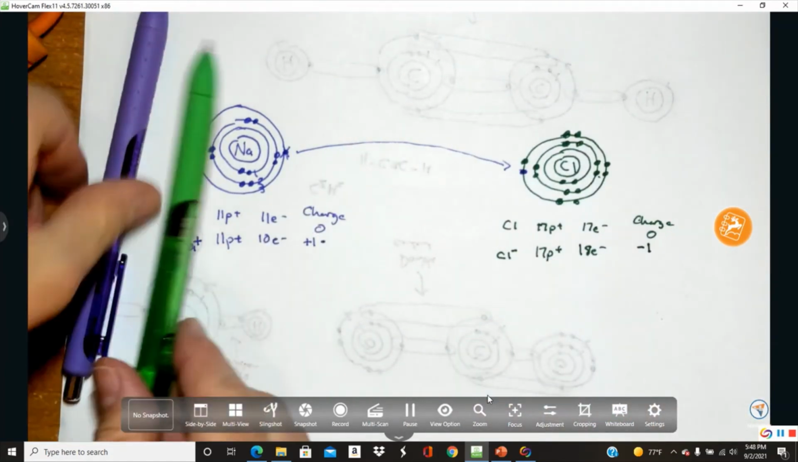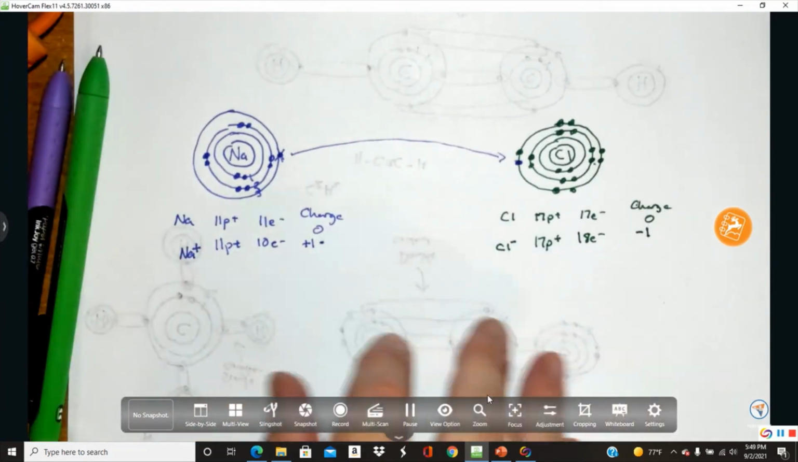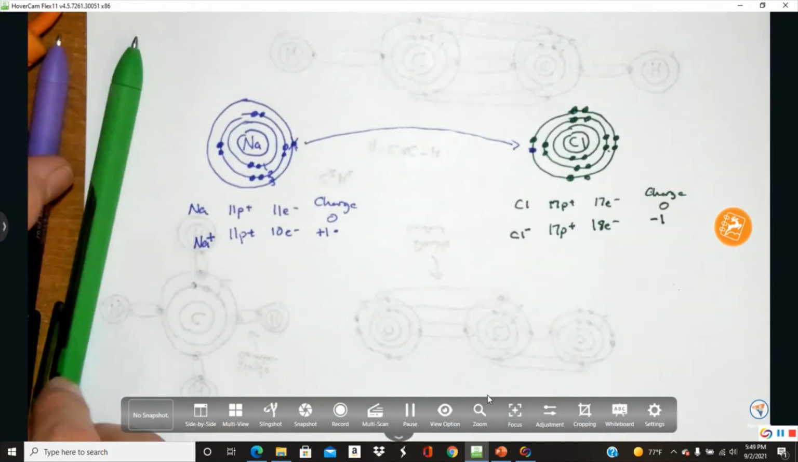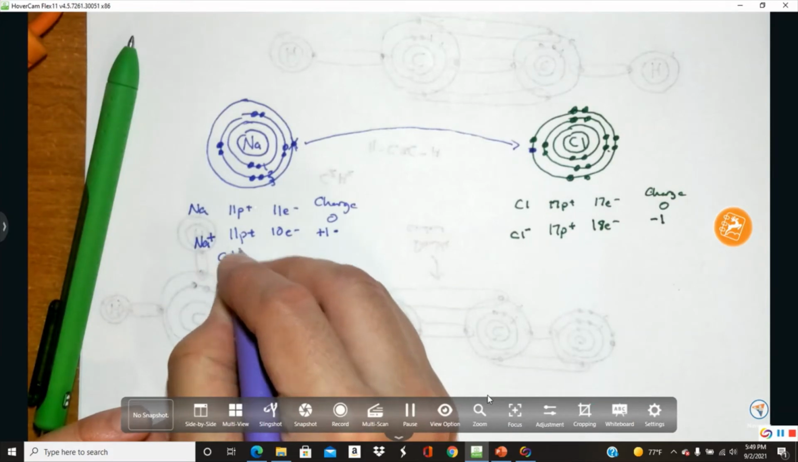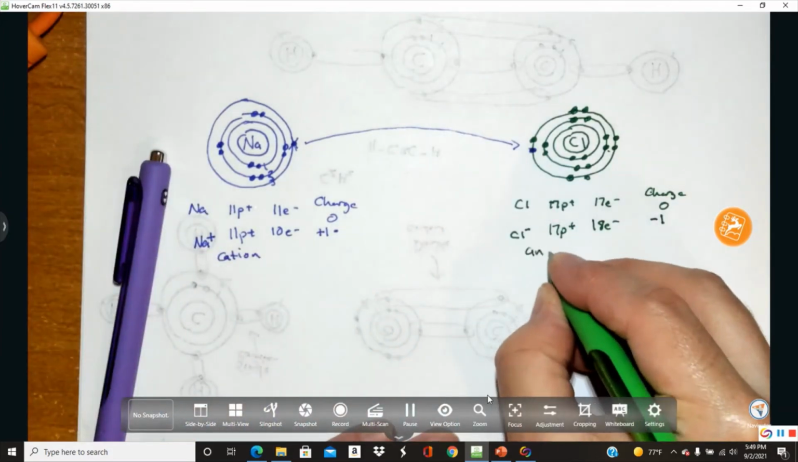Now, we have these two different charges, and we call these ions. For example, this is now called a cation. This is now called an anion, okay?